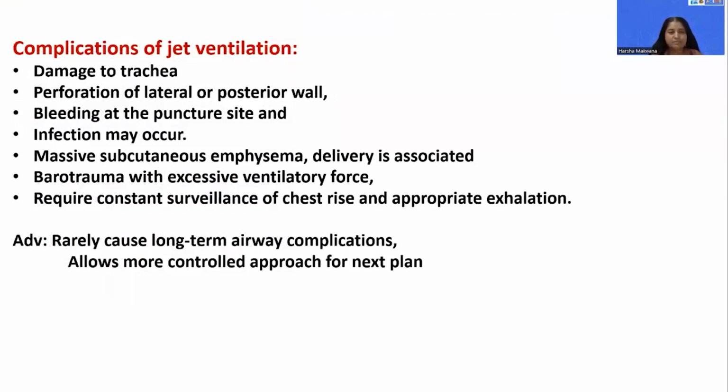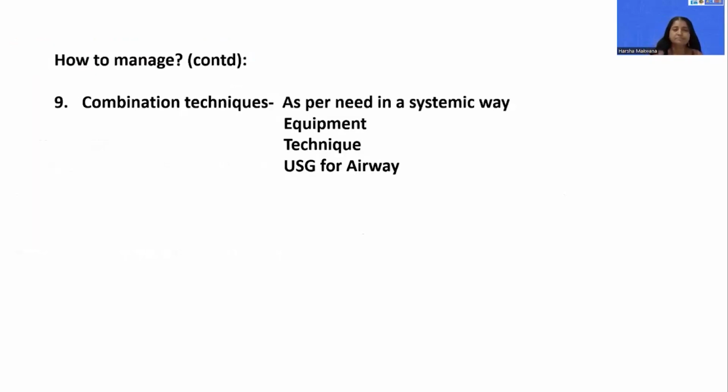Jet ventilation is a procedure. So what are its complications? Damage to the trachea or perforation of the lateral posterior wall, bleeding at the puncture site, infection, massive subcutaneous emphysema, and barotrauma if excessive ventilatory force is applied. Also, it requires constant surveillance of the chest rise and appropriate exhalation. The advantage is that it rarely causes long-term airway complications and allows a more controlled approach for the next round, and it also prevents lung collapse.